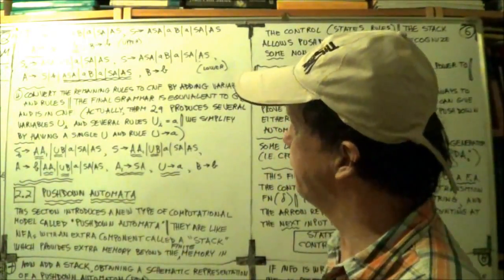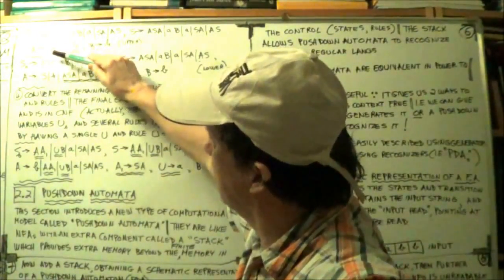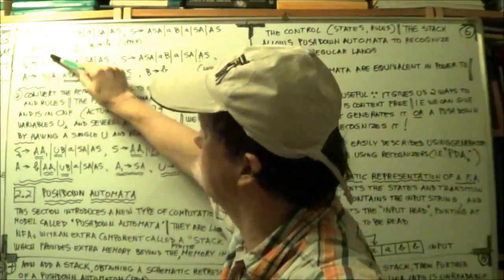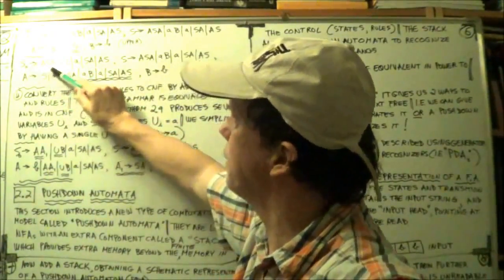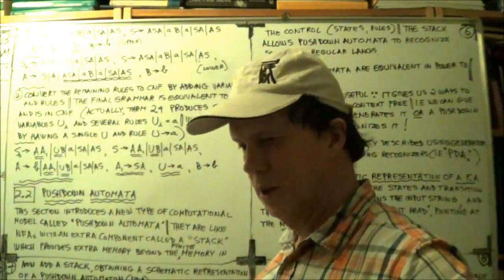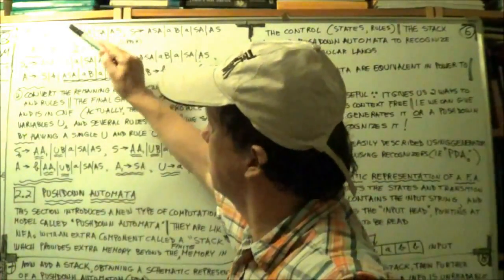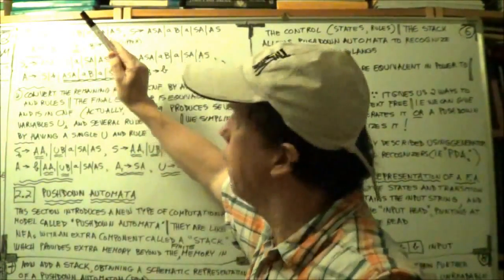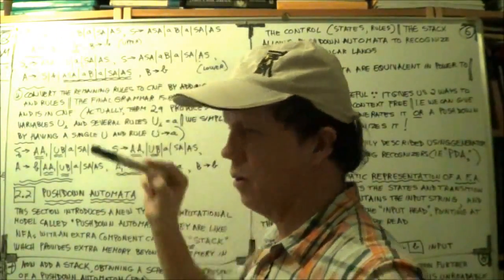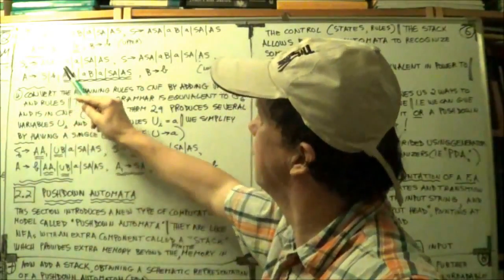Well, we could create a new variable. Here's a rule, A arrow ASA, that's obviously not CNF, right? It's got 3 variables in it, so we'd like it to have 2. So let's create a new variable, call it A1, and let A1 be replaced by SA. So A1 arrow SA.